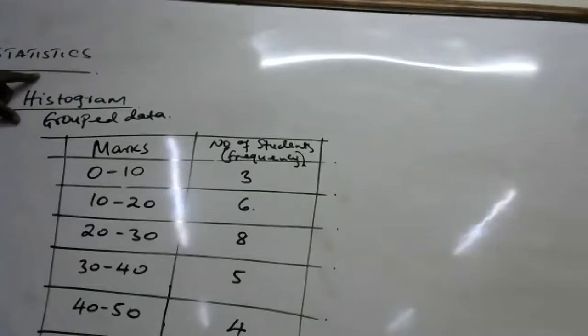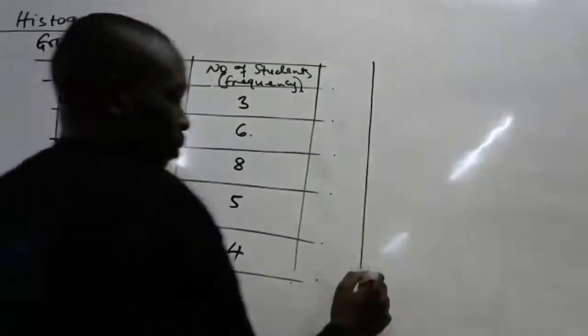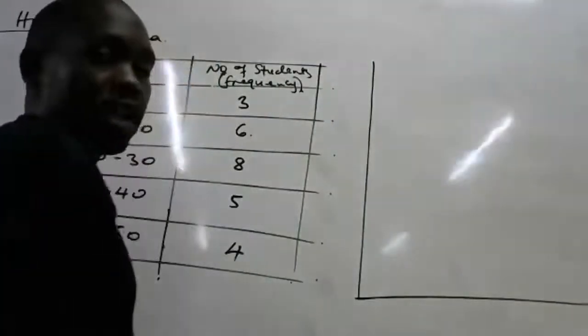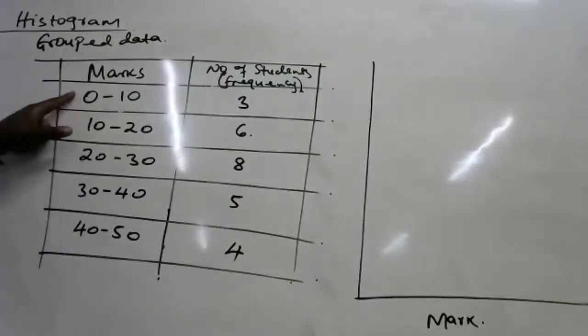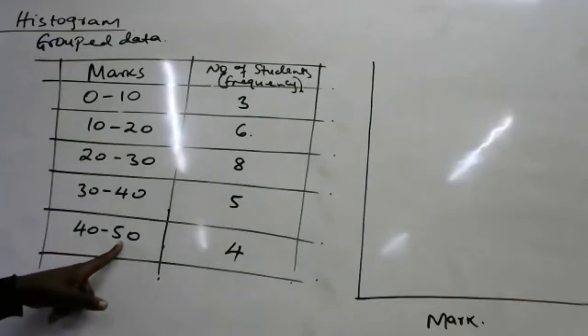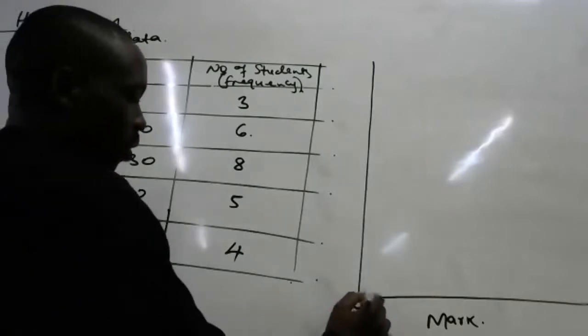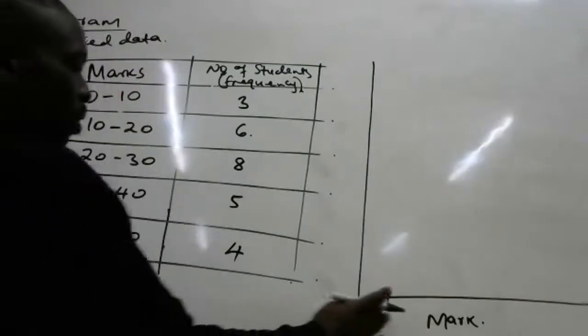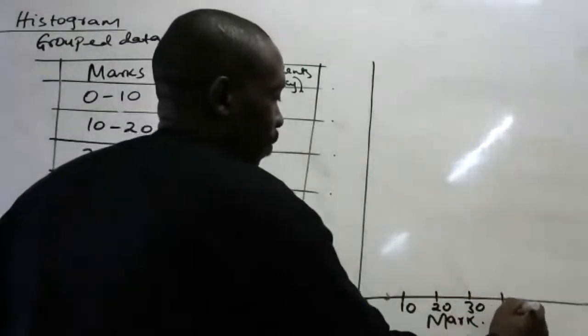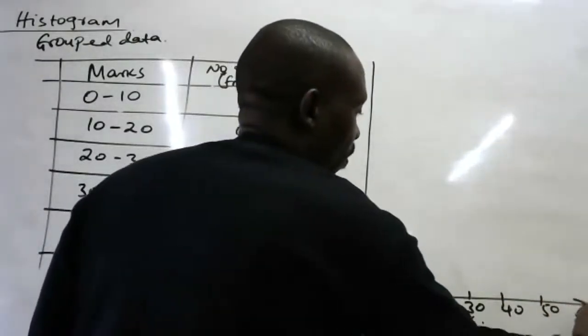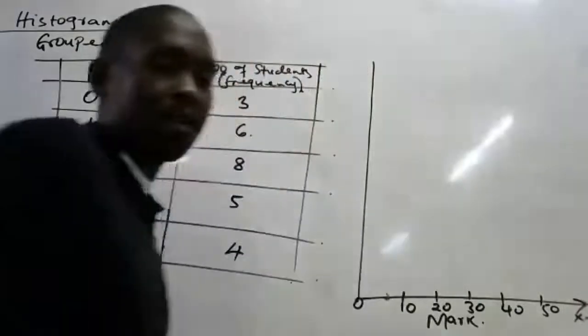You present this information on a histogram. Your histogram should behave like shown here. Down here, we are going to have the marks. Remember, the lowest mark a student can get is 0, and the highest is 50. So you start from 0 up to 50, going 10, 20, 30, 40, 50. This is our x-axis.